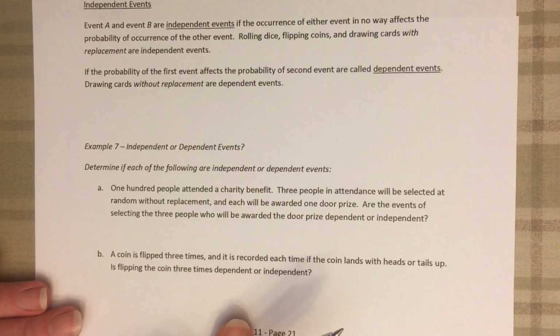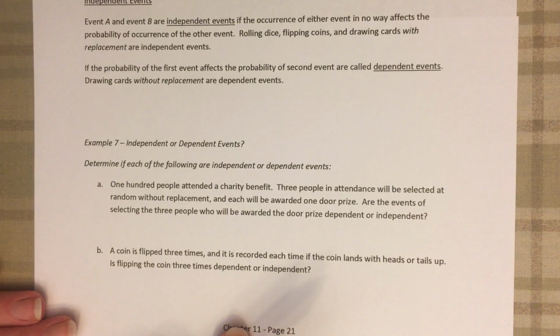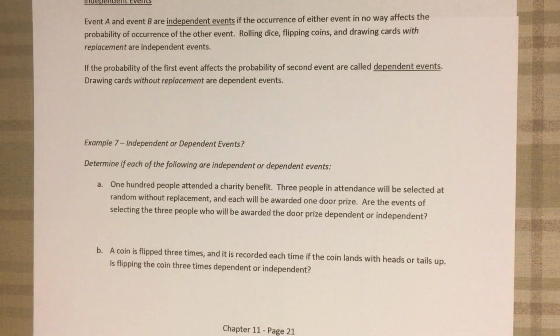Right, so down at the bottom here, we are asked a couple of questions about whether we have independent or dependent events. 100 people attended a charity benefit. 3 people in attendance will be selected at random without replacement, and each will be awarded one door prize. Are the events of selecting 3 people who will be awarded a door prize dependent or independent?